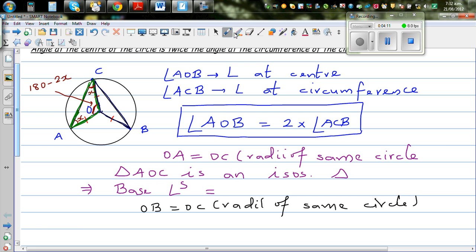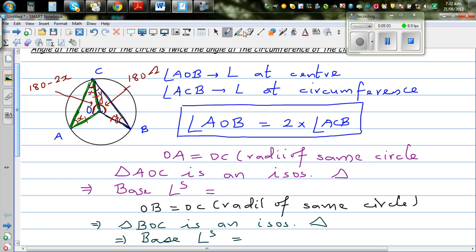So this implies triangle BOC is an isosceles triangle, which implies that base angles are equal. What are the base angles? If these two sides are equal, then if this angle is y, this would also be y. So how much would this angle be? The three angles of a triangle add to 180, so this angle has to be 180 minus 2y.